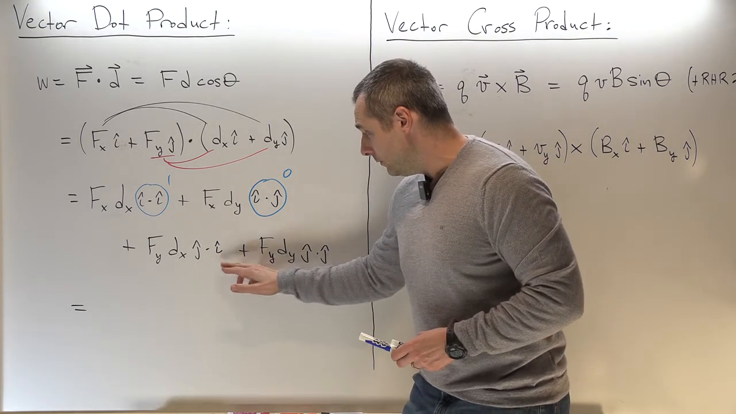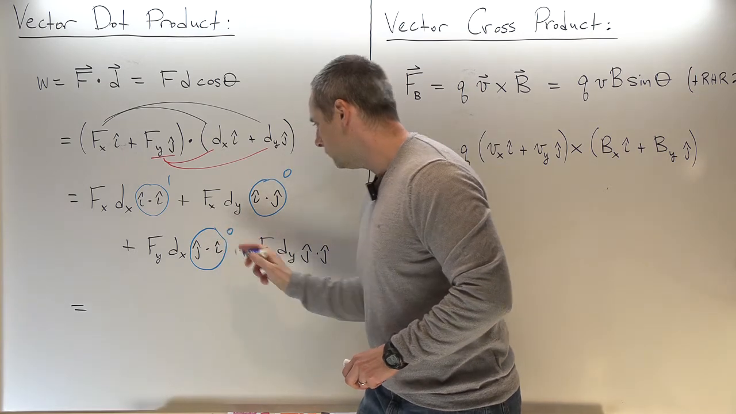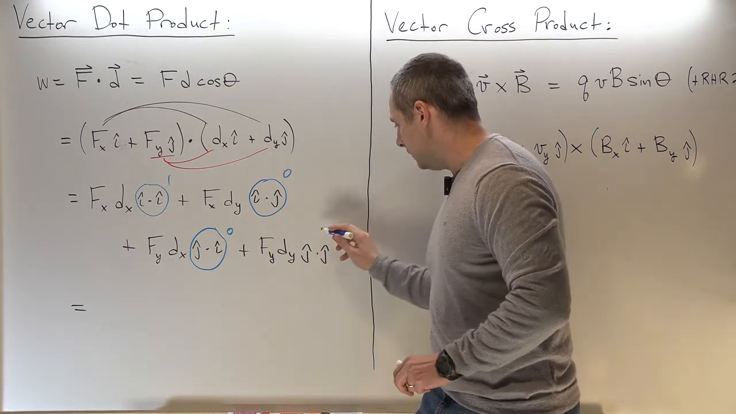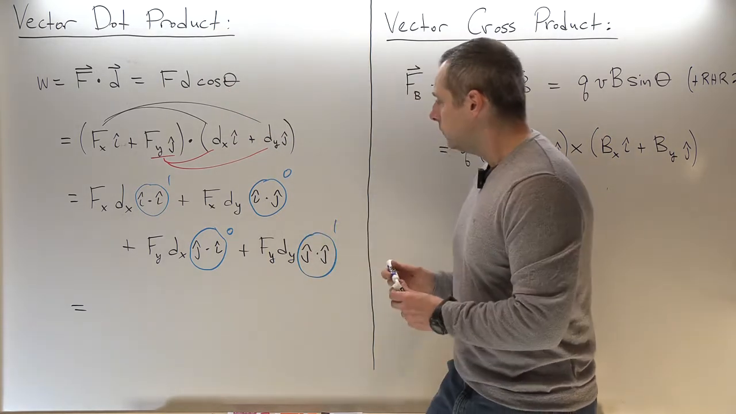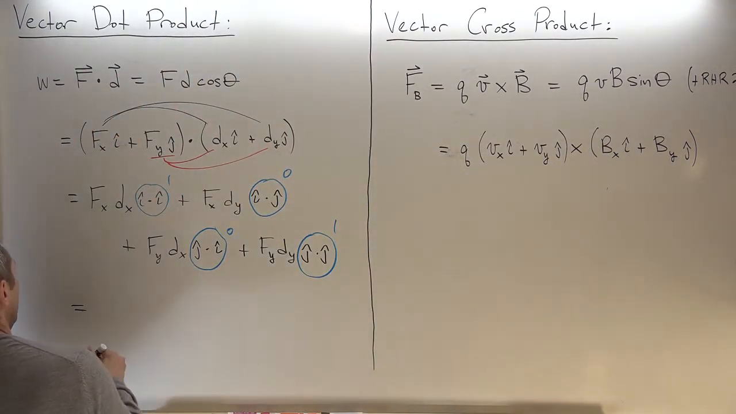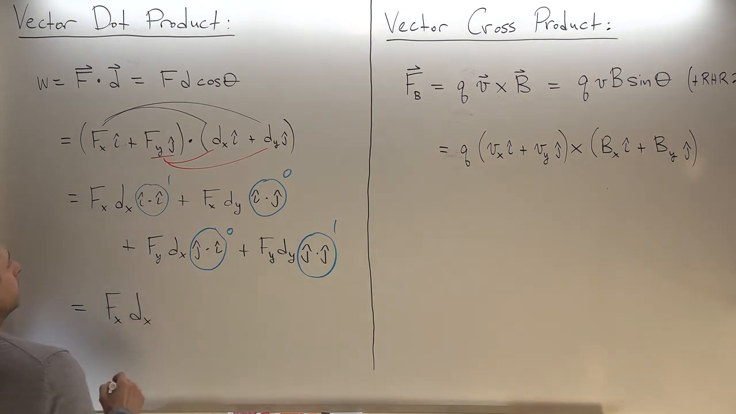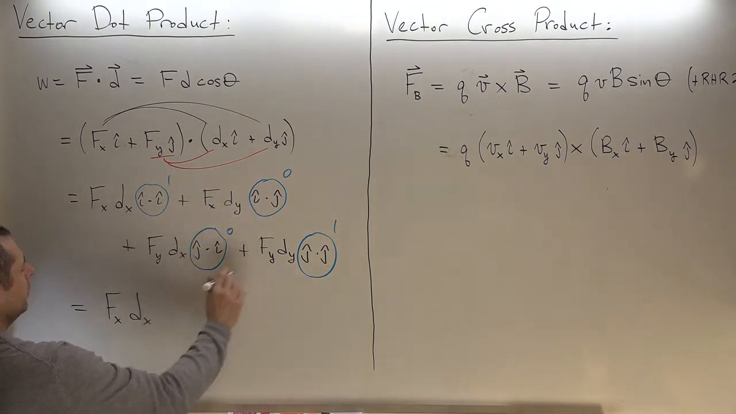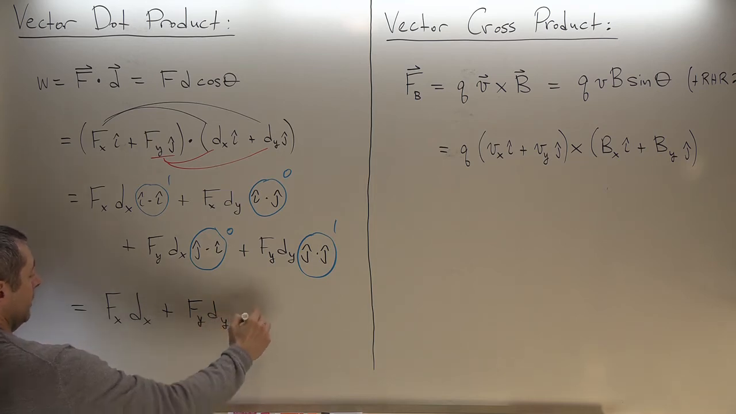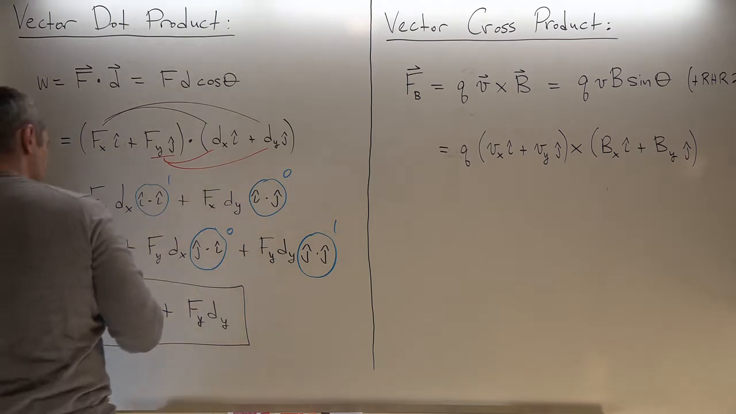Same here. Y direction and x direction, 90 degrees apart. This term is 0 also. And then this is 1 times 1 cos of 0 degrees. This term is 1. So all that survives this product is this term, fx dx times 1. So I'll just do fx dx, and then this is 0, and we get fy dy times 1. And that is the work. That's how we perform a dot product with these components.